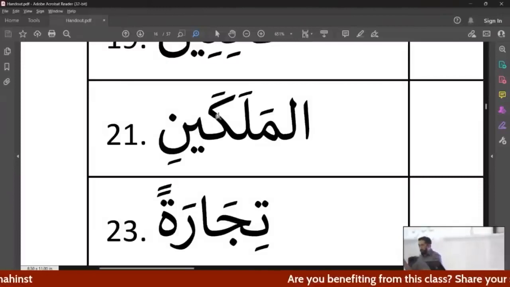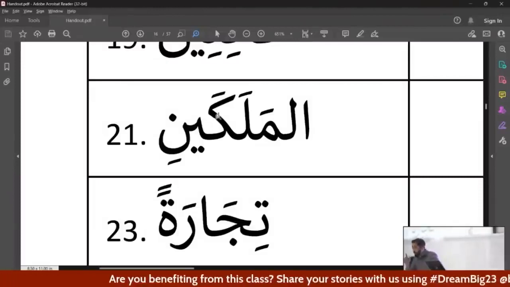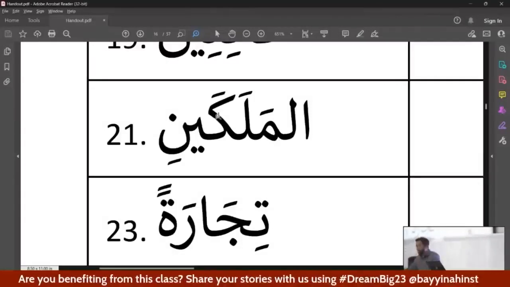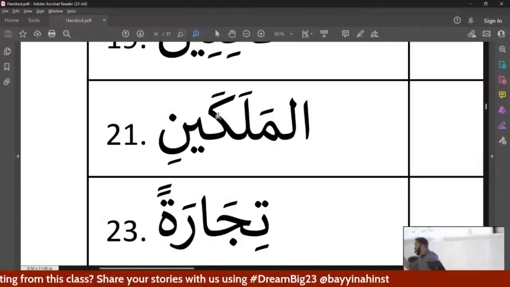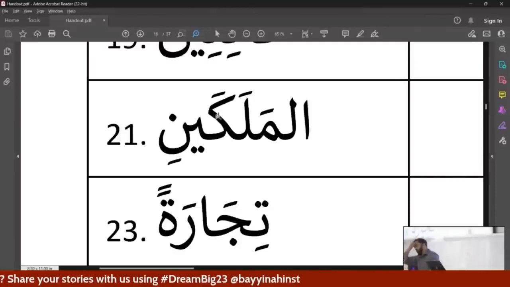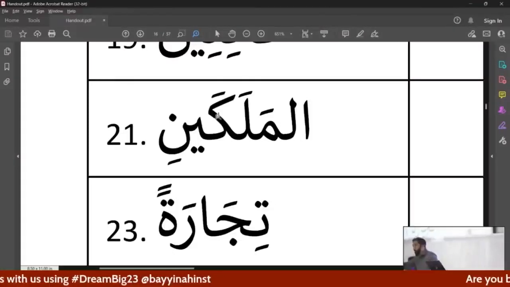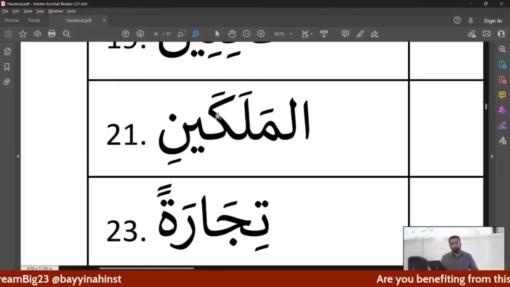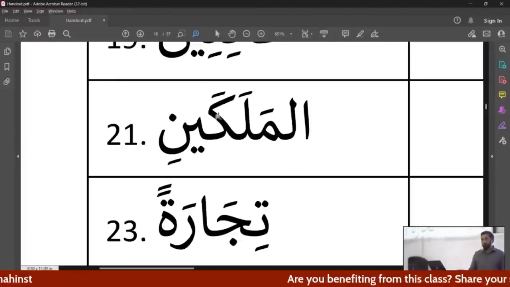So the status is nasab or jar. The number is 2. Excellent. Aini means 2. Good. Now the gender. How do you know it's masculine? You know the better answer?